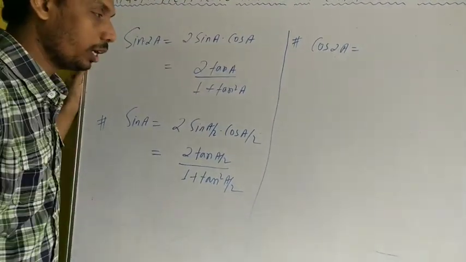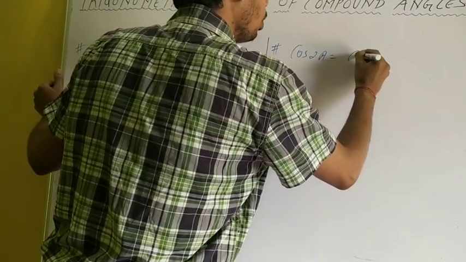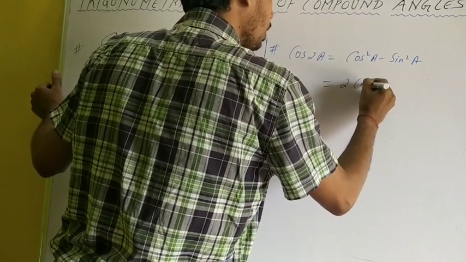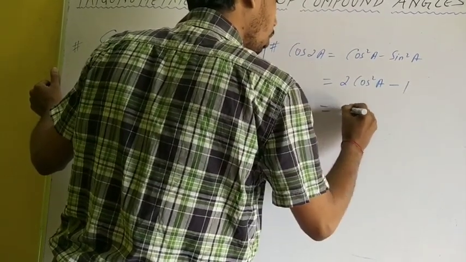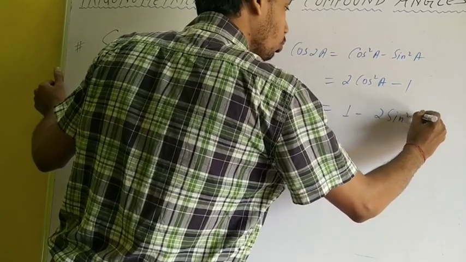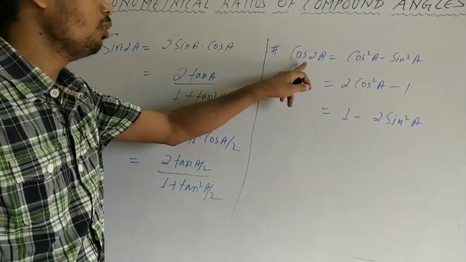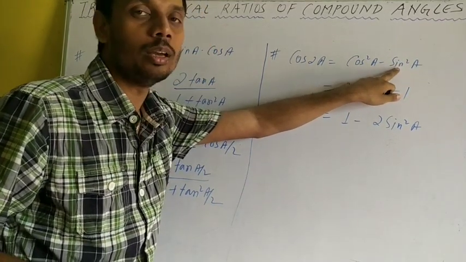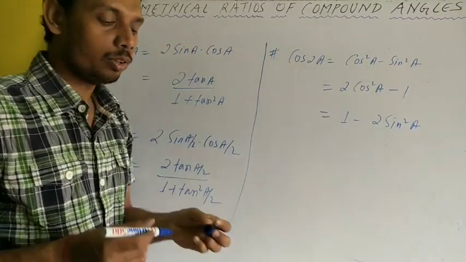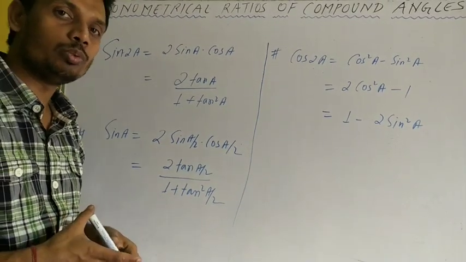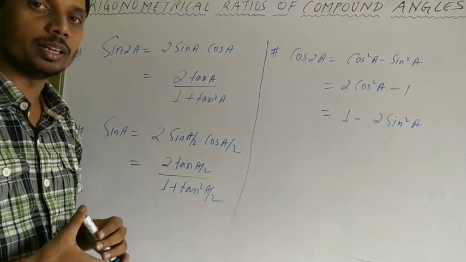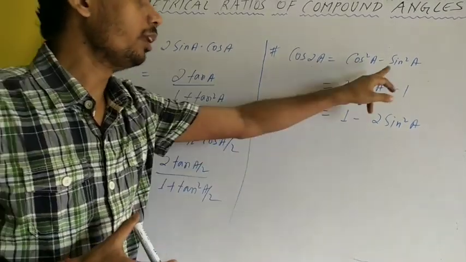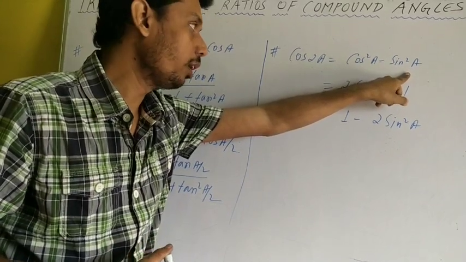Now this cos 2a equals cos square a minus sine square a, or twice of cos square a minus 1, or 1 minus twice of sine square a. Now see, in the value of cos 2a, cos square a minus sine square a, if we replace this sine square a by 1 minus cos square a, as we have the idea of the identities which we have studied in previous class, that is class 10, sine square theta plus cos square theta equals 1. So this sine square a can be replaced by 1 minus cos square a.